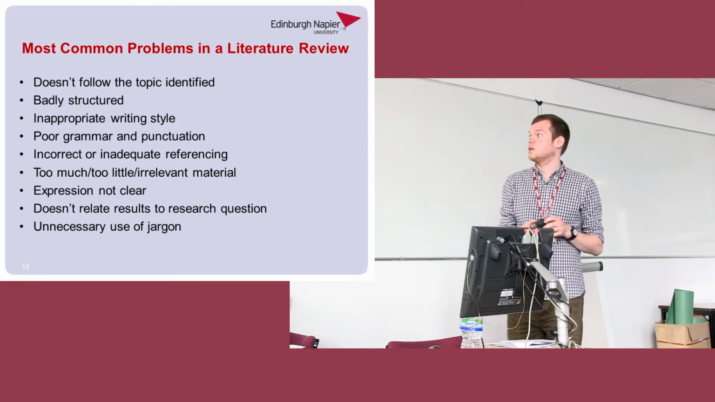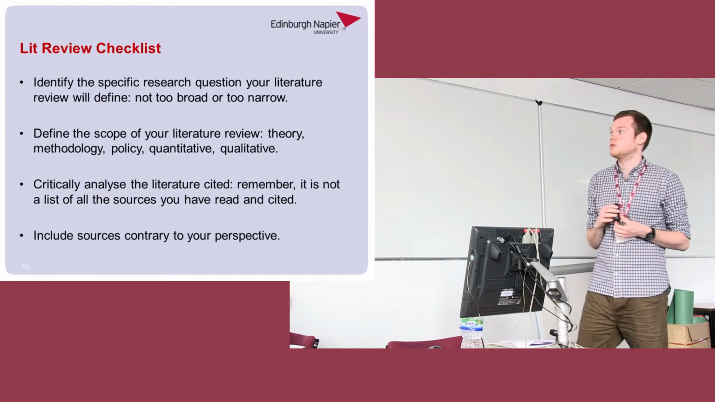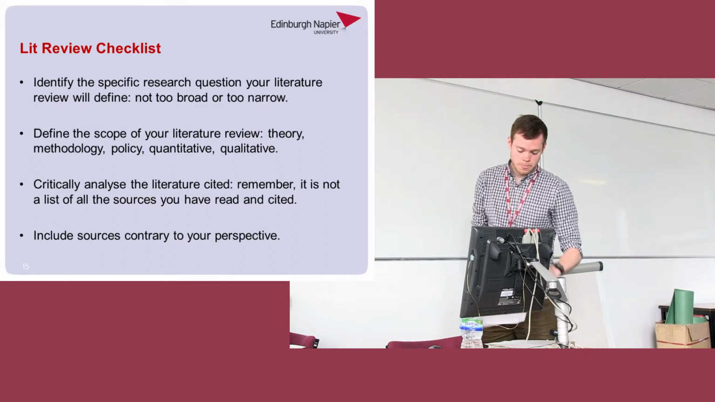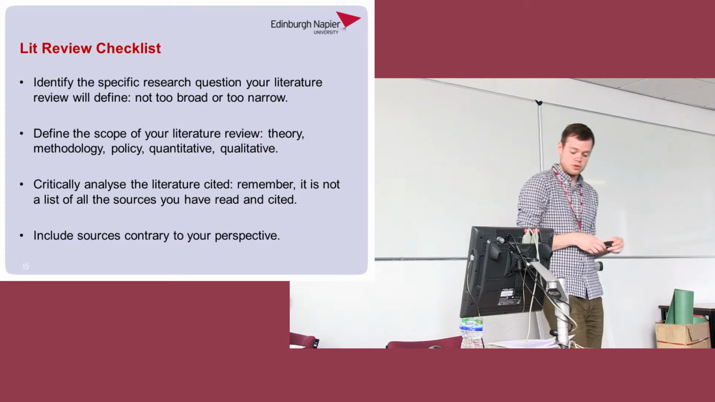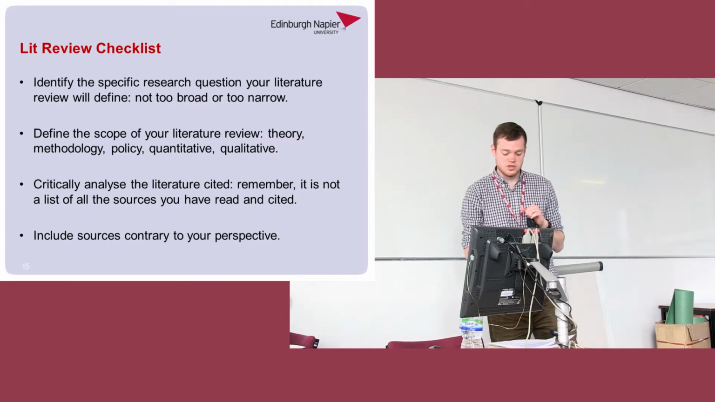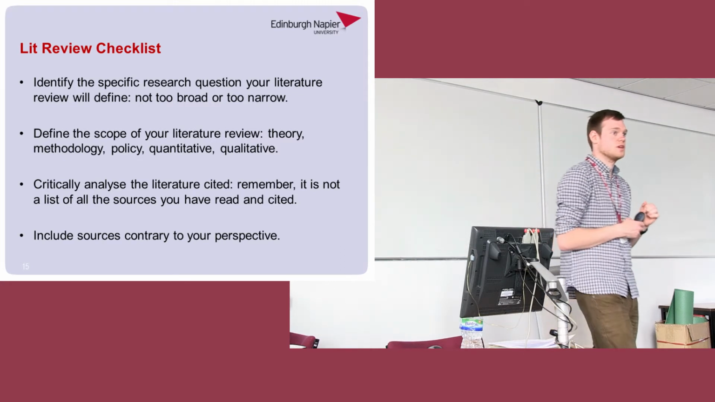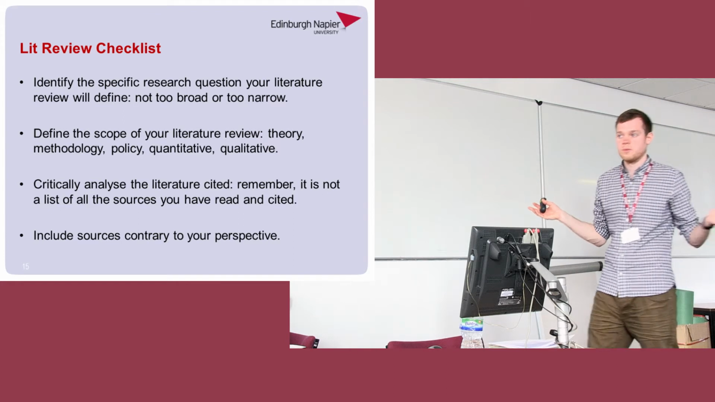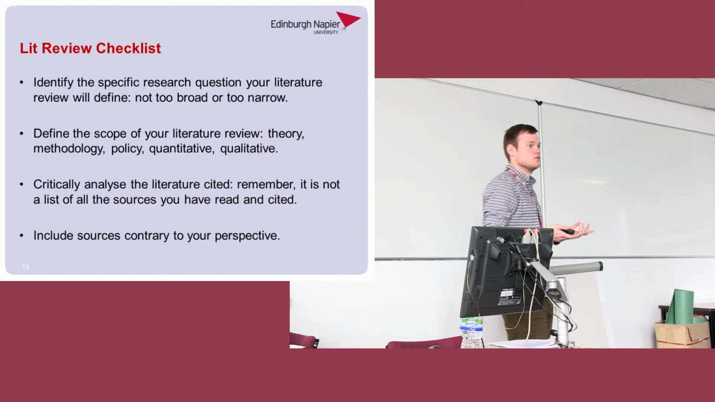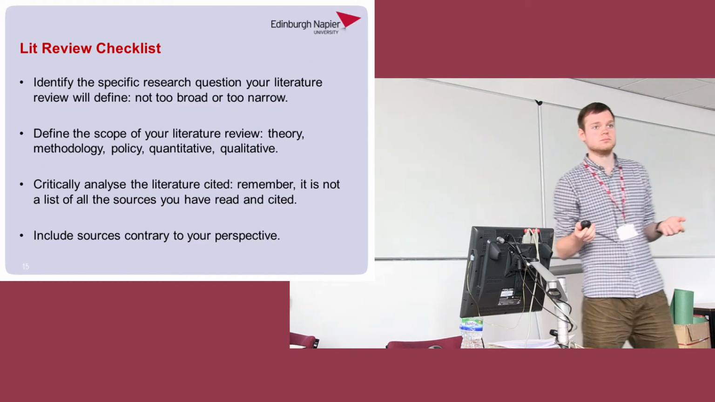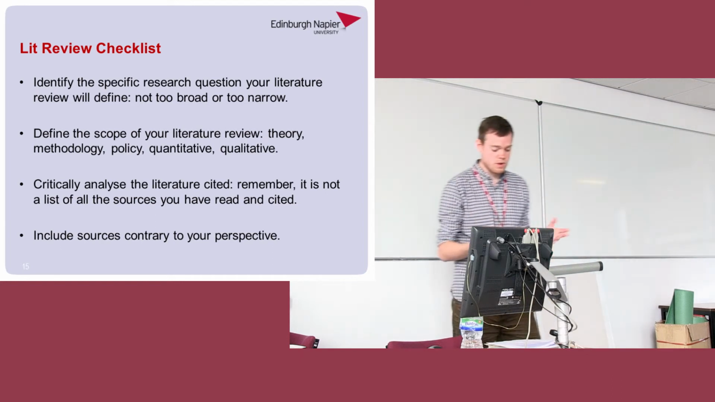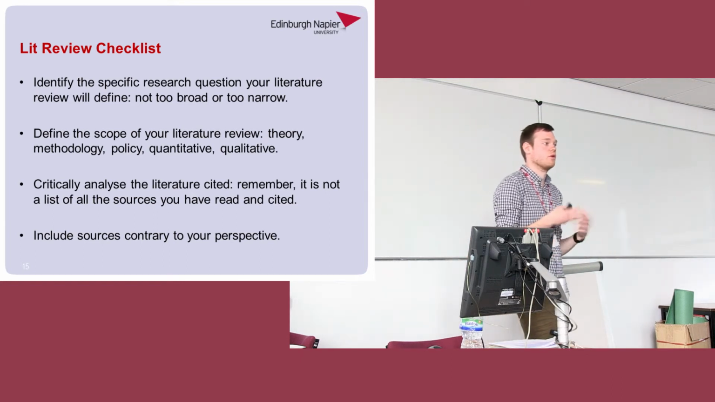So this is a wee lit review checklist. Identify the specific research question your lit review will review. Not too broad, not too narrow again. For example, in business, too broad might be the marketing strategies of electronics companies. That's a massive area, too much for you to write about. Too narrow might be the marketing strategies of Apple iPads on Channel 4. That's one advert in every 1,000 or something. A middle ground might be to select a few companies' marketing strategies and report on them.